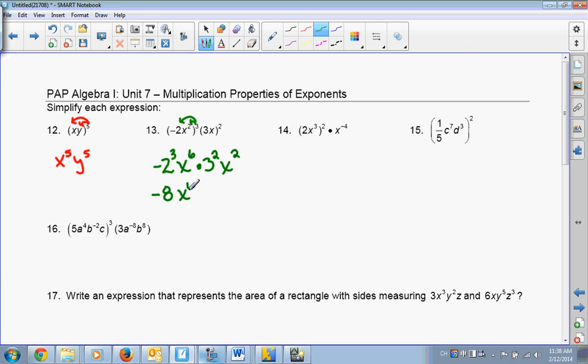X to the 6th times, what's 3 squared? 9. Okay, so we have coefficients here. What are we going to do with the regular old coefficients? They're just numbers. What if I told you 2 times 3? Would you add those? No. You would multiply them. So this would be -72.